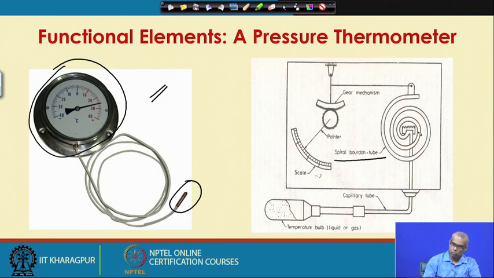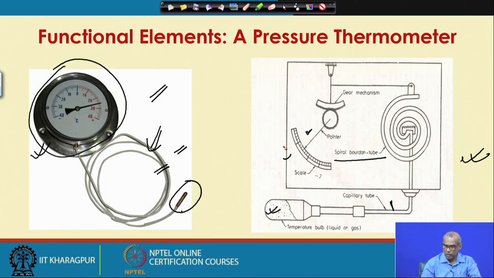Now, one end of the spiral Bourdon tube, which is inside this, is connected to this bulb through this tube. Now, this can be schematically represented by this. We have this bulb, then we have this tube, and then the tube is connected to this Bourdon tube. With this Bourdon tube, you have a gear and linkage attached, and to that we have this pointer and scale.